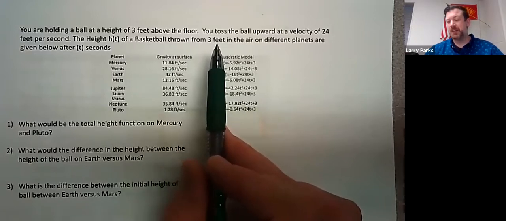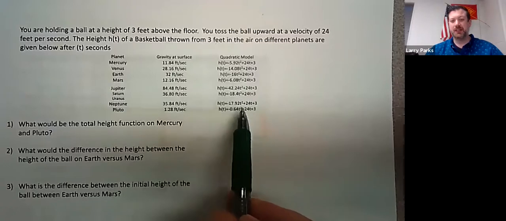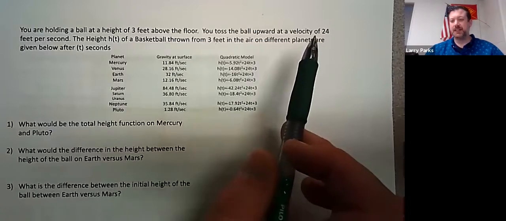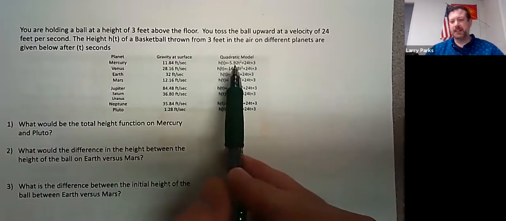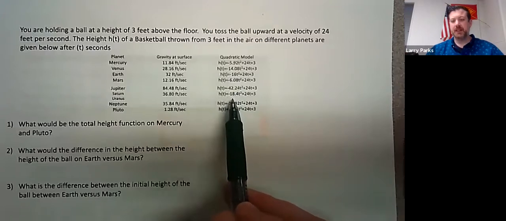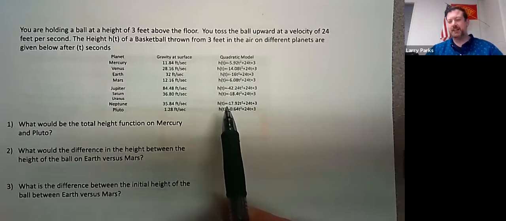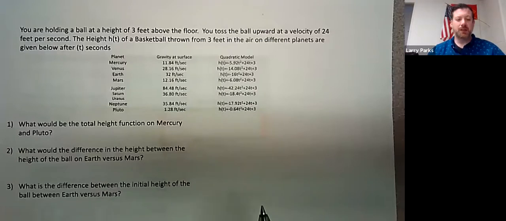And the reason why they all have +3 is because you started 3 feet in the air. Okay, the ball was not on the ground. The ball was 3 feet above ground. So you can see that in the function. Also, they all have 24. That comes from the velocity, which you're not going to have to worry about on the district test. And then the number in front, that's the gravity. It's different on every planet. Okay. So if you toss a ball in the air on some planets, it's going to go higher than other planets because of gravity. So what would be the total height function on Mercury and Pluto?